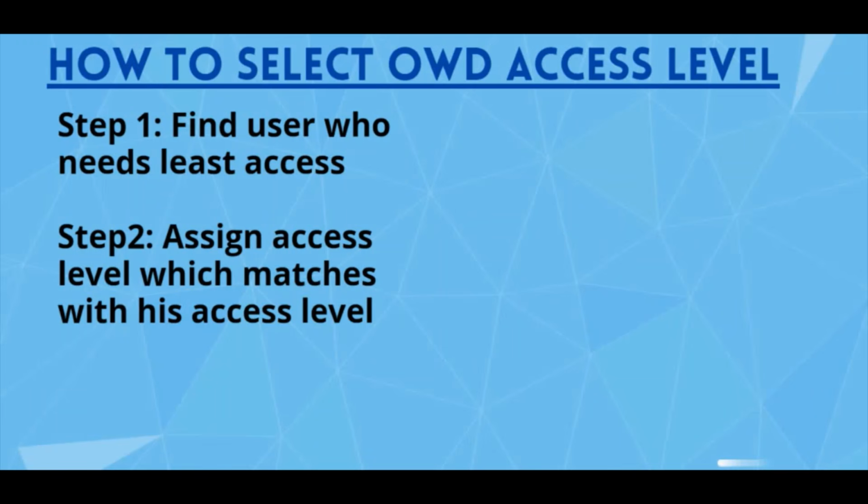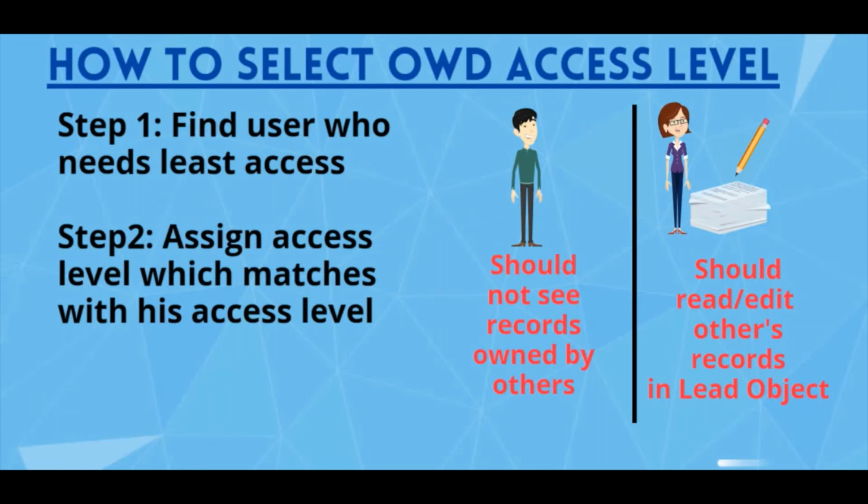Now we have understood the different access levels, how do we select one of them as OWD? First thing, we need to find out the user who needs the least access. And we need to assign the access level which matches his access level. So step 1: out of these two users, we need to find the user who needs the least access on the records. The first one says he should not see records owned by others. The second one says he should read or edit others' records in the lead object. So the second person wants all the access and the first person doesn't want any access on the records owned by others. In that sense, we found our user.